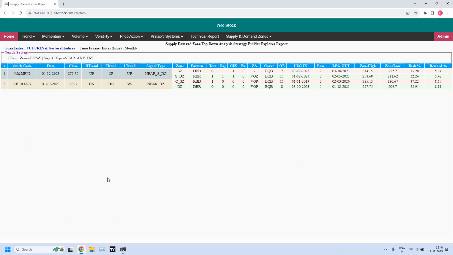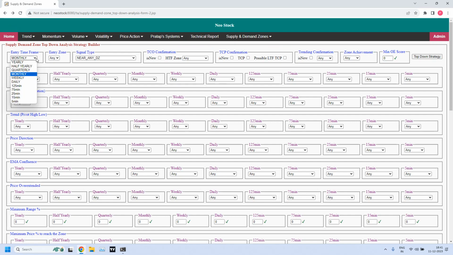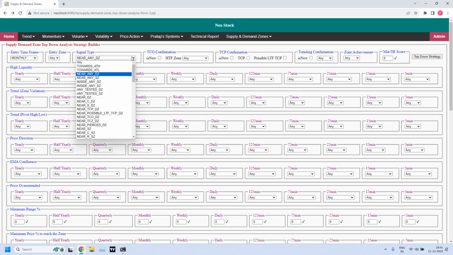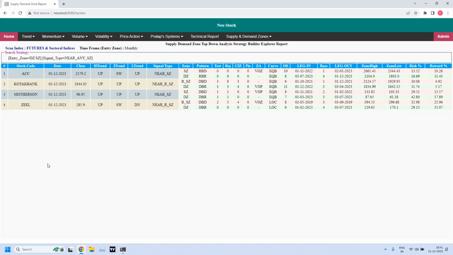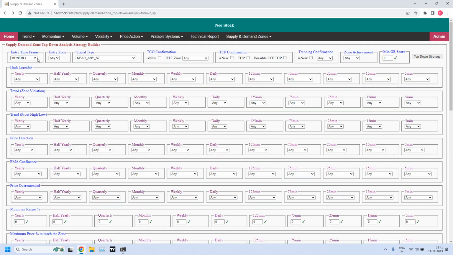So these 2 stocks are near monthly demand zone. Let's go back. Entry time frame is monthly. Let us find the stocks near monthly supply zone. So these 4 stocks are filtered, which are near to the monthly supply zone. Let's go back.